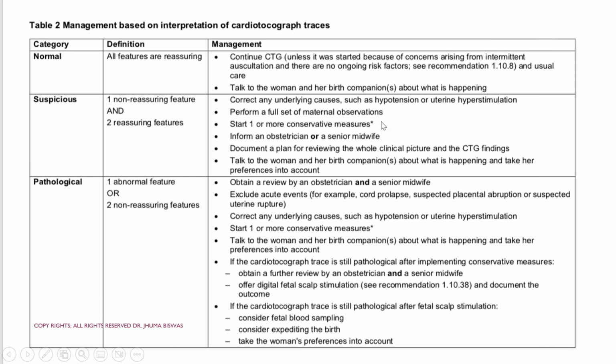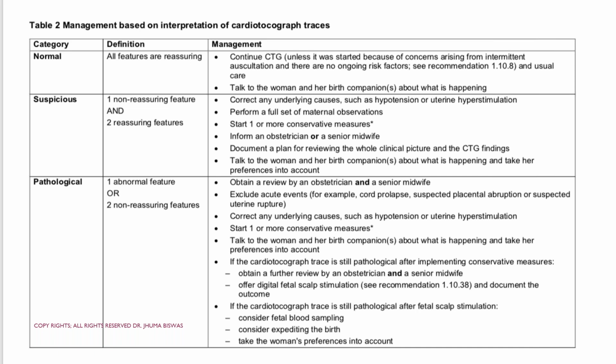So what are the acute events? You can find out whether there is any hypotension, whether there is any uterine hyperstimulation. Then you can do some conservative management, like give her some fluid, tell her to change position, and inform the obstetricians or senior midwife to come and see the patient. You can also inform the woman and her birth partner about the situation. That is what you can do on suspicion.